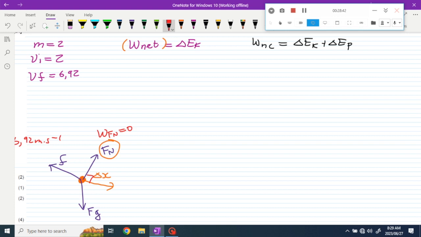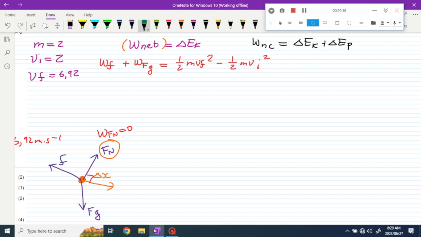Okay. So if I would like to calculate the net work, I need to add together all of the works. In this case, we're going to say the work done by friction plus the work done by the gravitational force is going to equal the change in kinetic energy. Change always means final minus initial, so I'm going to say half m v final squared minus half m v initial squared. Okay. Are we happy? Alright.